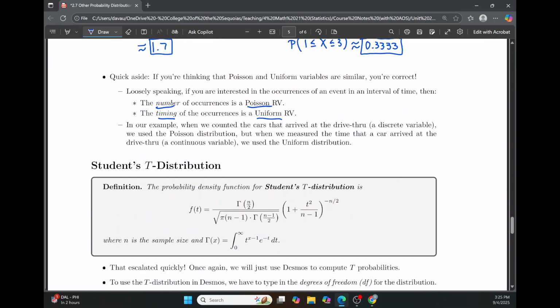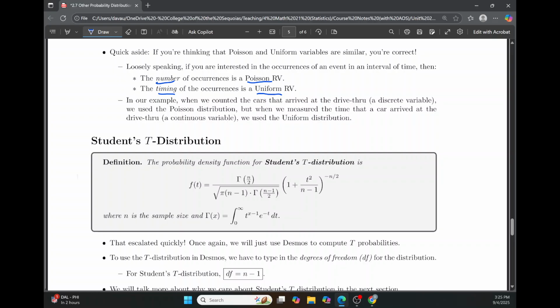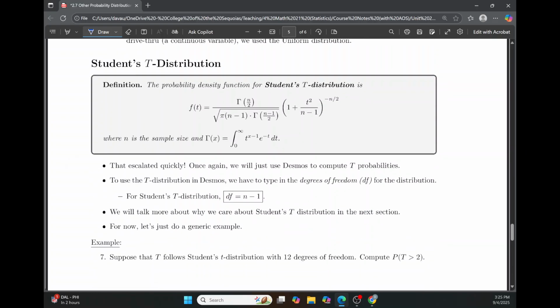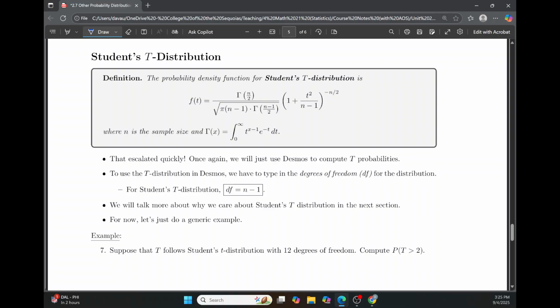I want to talk about one last specific kind of variable, and that's the Student's t distribution. This one's a very weird one.